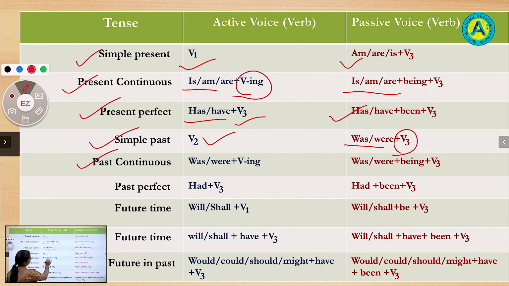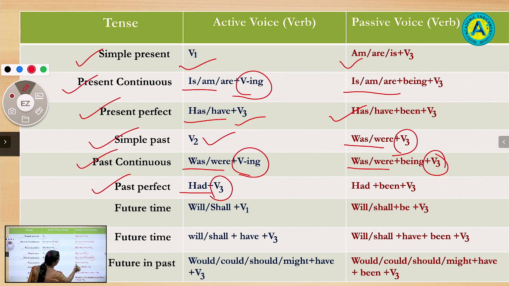Then past continuous. What are the verbs in active voice? Yes, was/were, then verb ing. In passive voice, was/were, then being followed by verb 3. Past perfect: had followed by verb 3. That is the past participle form of the verbs. Then in passive voice, had followed by been, then verb 3.